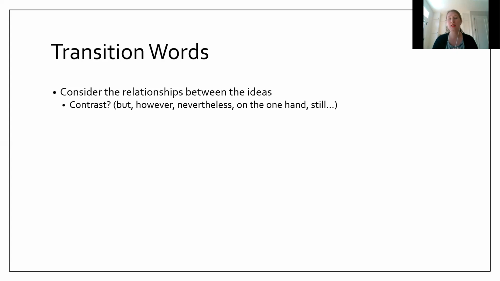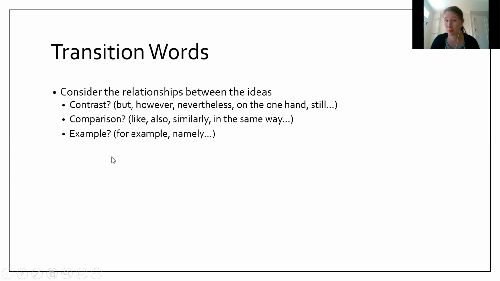So for example, is it a contrast where things are different? So you might use words like but, nonetheless, on the other hand, okay? Are you comparing where things are the same? So you might say similarly, in the same way. Are you giving an example? The most common one for an example would be for example, but you can also say for instance, namely, that kind of thing.